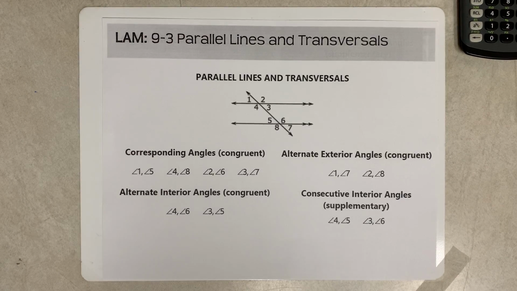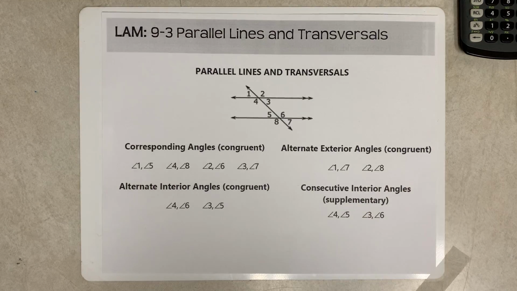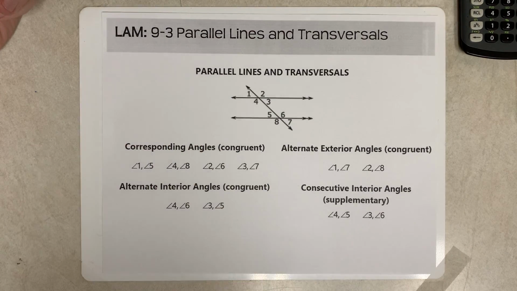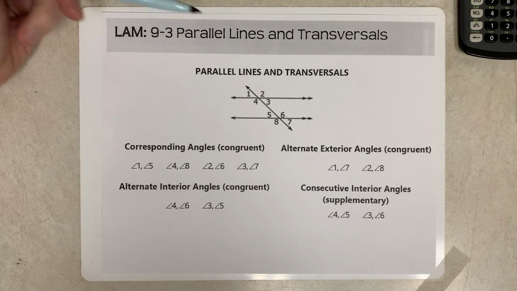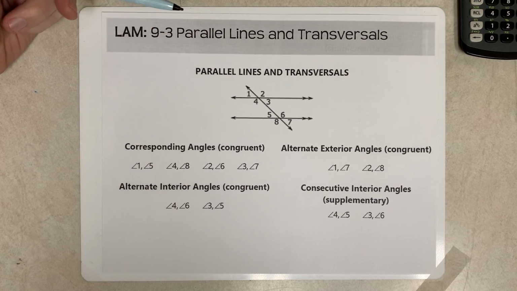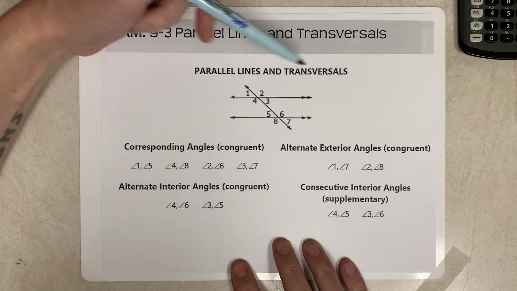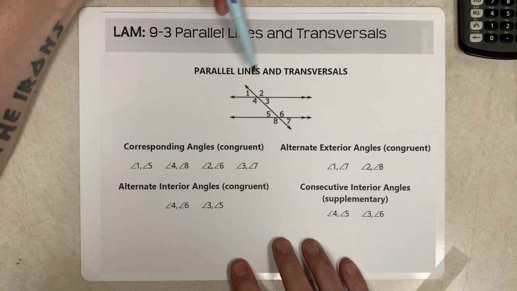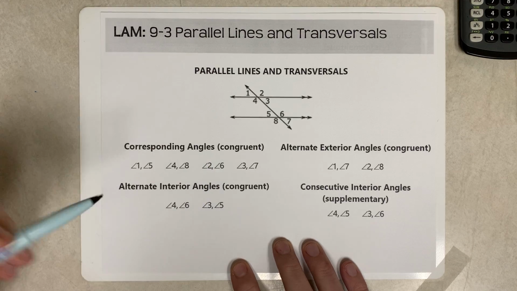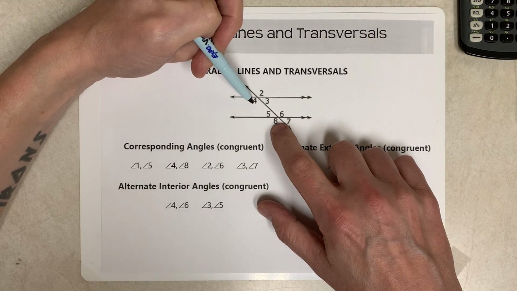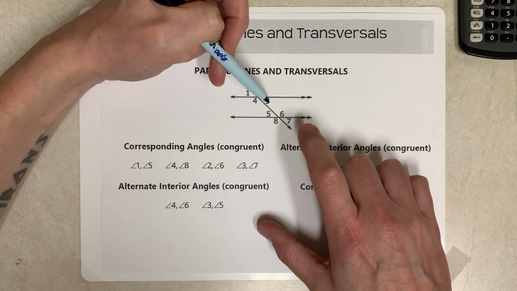Hey guys, in this video we're going to look at parallel lines and transversals, and see how, when you have a pair of parallel lines and a transversal that crosses over them, it affects the angles that are made. Our first slide is a graphic organizer that tells you, for parallel lines and transversals, the corresponding angles, which are congruent, are 1 and 5, 4 and 8, 2 and 6, and 3 and 7.